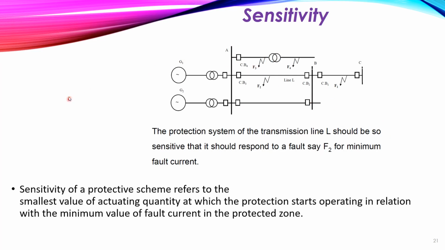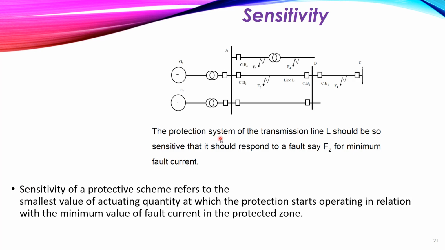The second one is the sensitivity. The sensitivity of the protective scheme, and we will understand later the meaning of the protection scheme, refers to the smallest value of actuating quantity at which the protection starts operating, in relation to the minimum value of fault current in the protected zone. So what does this mean? It means that our relay should be sensitive to a fault occurring in its region or protective zone.